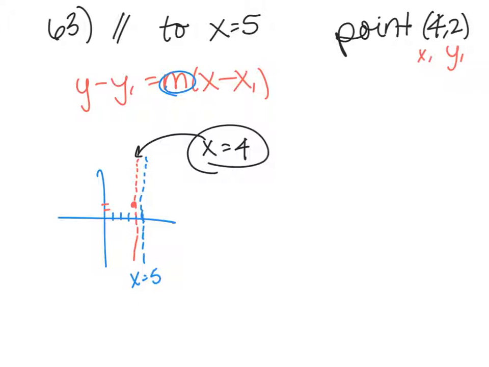And we know that it's a 4 because the point we're given is 4, 2. Well, if we're going to be a vertical line, that means all the x values are the same. So if the point 4, 2 is on it, that means all the x values have to be a 4.